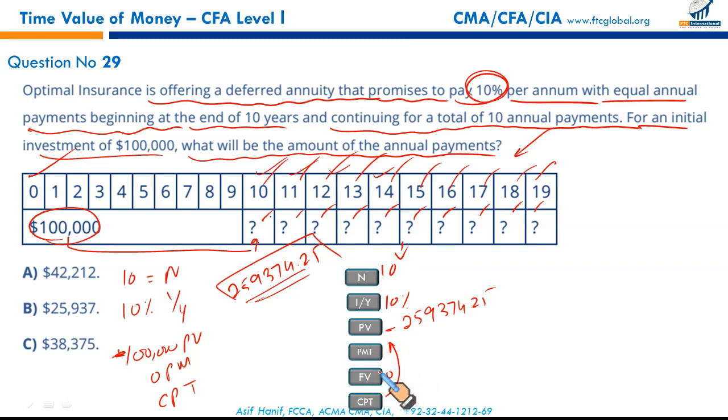We have to determine, is it a regular annuity or is it an annuity due? That's an important point because we have yet to decide this. Optimal Insurance is offering a deferred annuity that promises to pay 10% per annum with equal annual payments beginning at the end of the 10th year. It means the first payment will be received here. That's the first payment is at the beginning. It means it's an annuity due. It may be the end of year 10, but the first payment is being received at the start of the period. So it's basically an annuity due question.